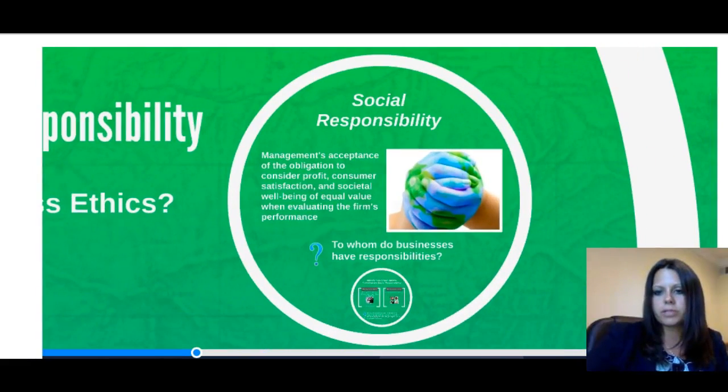Moving on to social responsibility. There's a difference between business ethics and social responsibility. Here, this is the management's acceptance that they have an obligation to consider profit, but also consumer satisfaction and the societal well-being of equal value when evaluating the firm's performance. So it's more than just, hey, I need to make as much money as possible.